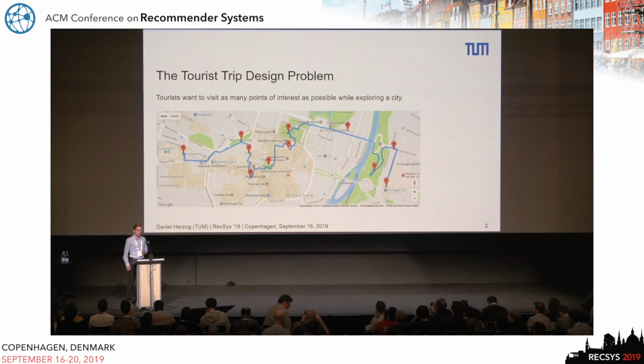In large cities such as Copenhagen, you can find an almost infinite number of points of interest that a tourist wants to visit, like restaurants, museums, shops, and so on. But of course, time is limited, so you can never visit them all during a trip. So what a tourist is looking for is actually a recommendation that looks something like this: most attractive points of interest combined along an enjoyable and feasible route. This is the so-called tourist trip design problem.